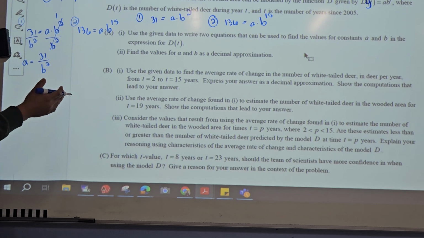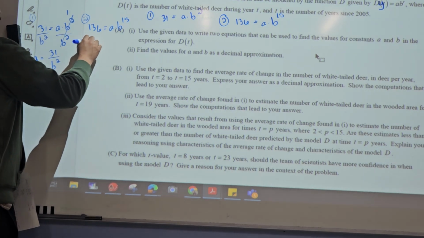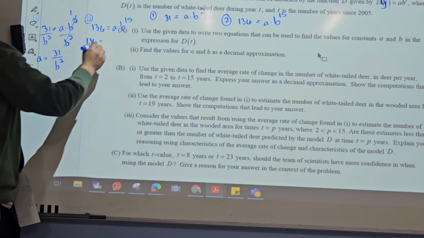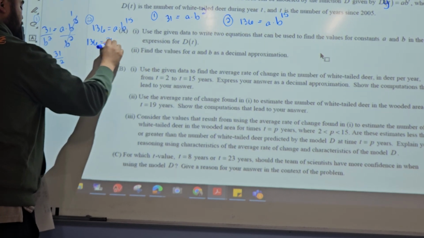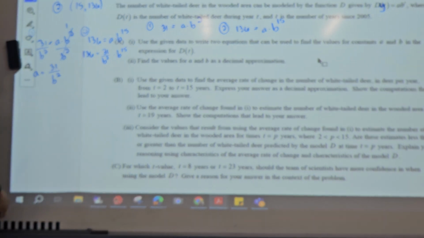So what do I do with this? You're going to take this and then put it into the second equation. So I'm going to have 136. Where's my A? Is this the one right here? So I'm going to replace A by all this. So 31 divided by B squared times B to the power of 15, right?